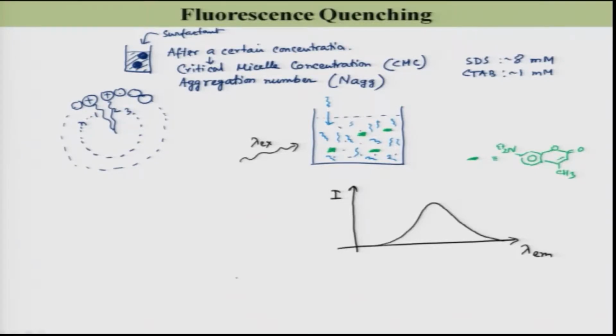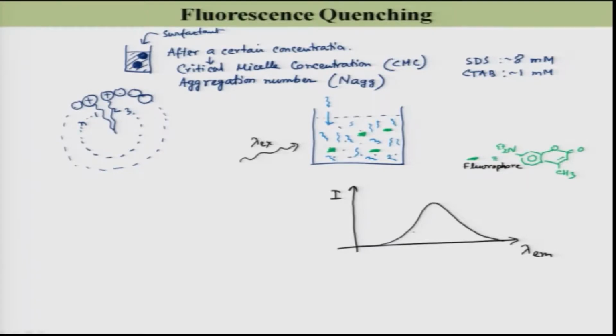Now, you are not changing the number of molecules in this medium. So, it remains the same because you are not adding more of this fluorophore with time. So, the number remains the same. What you are adding is a surfactant. So, the fluorescence intensity will not change that way, right.